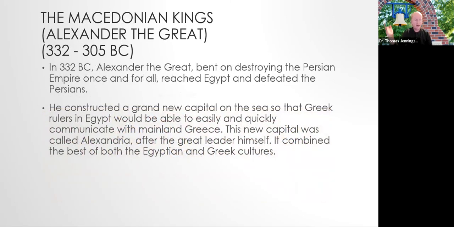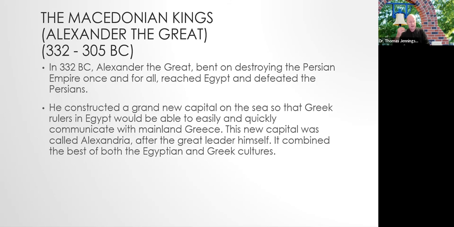And now the Greeks conquer Egypt. So 332 to 305 BC is the period of Alexander the Great and his general, Ptolemy. And he defeated the Persian Empire once and for all. And now the Greeks are going to control Egypt for the next 300 years. And he decided to, as he did frequently, build a grand new capital that combined the best of Egyptian culture with the best of Greek culture, the Hellenistic civilization.